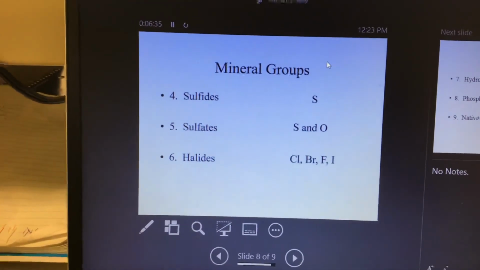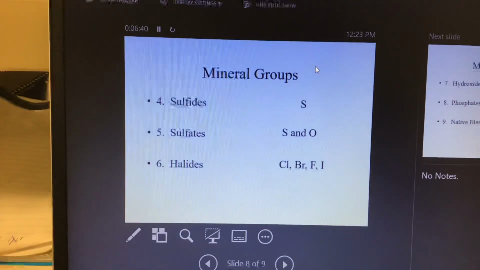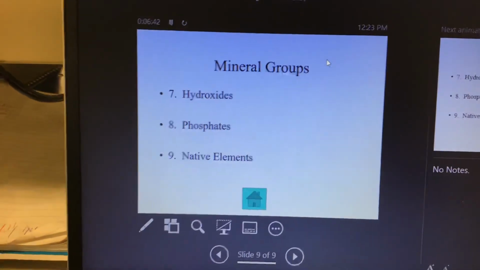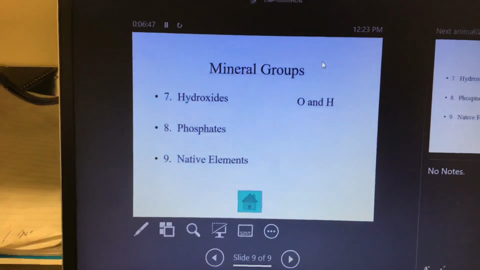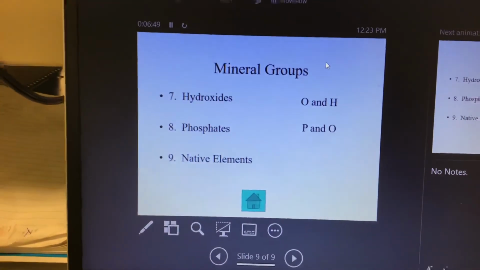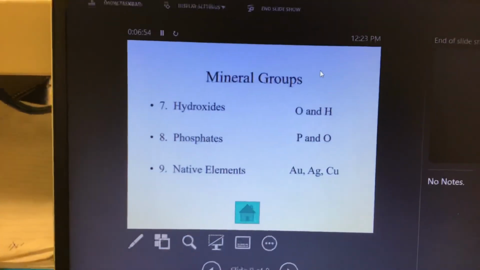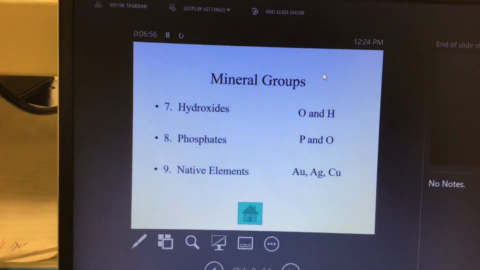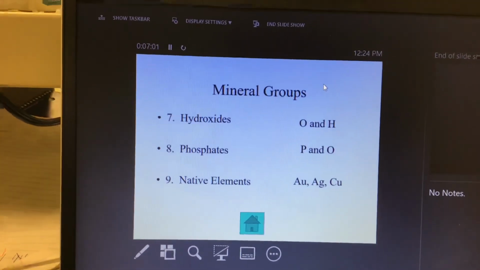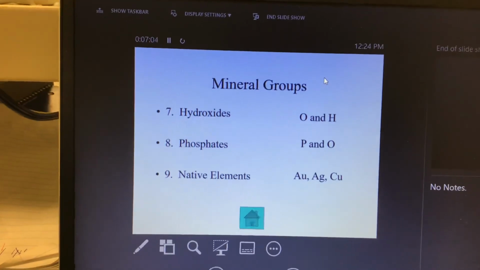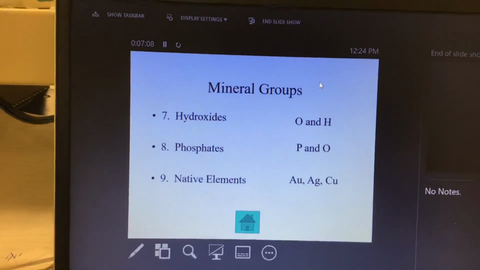Halides are kind of a mixture of some things: chlorine, bromine, fluorine, iodine. Hydroxides, so hydrogen and oxygen. Phosphates, phosphorus and oxygen. And then native elements that are also minerals would be like gold, silver, copper. Those are minerals, they're natural. You would find a chunk of gold or silver or copper in nature. That is it for today.